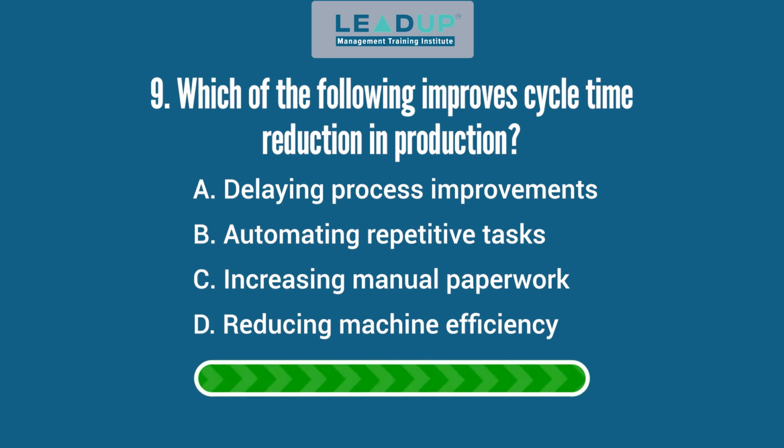Question 9. Which of the following improves cycle time reduction in production? A. Delaying process improvements. B. Automating repetitive tasks. C. Increasing manual paperwork. And D. Reducing machine efficiency. The answer is automating repetitive tasks.